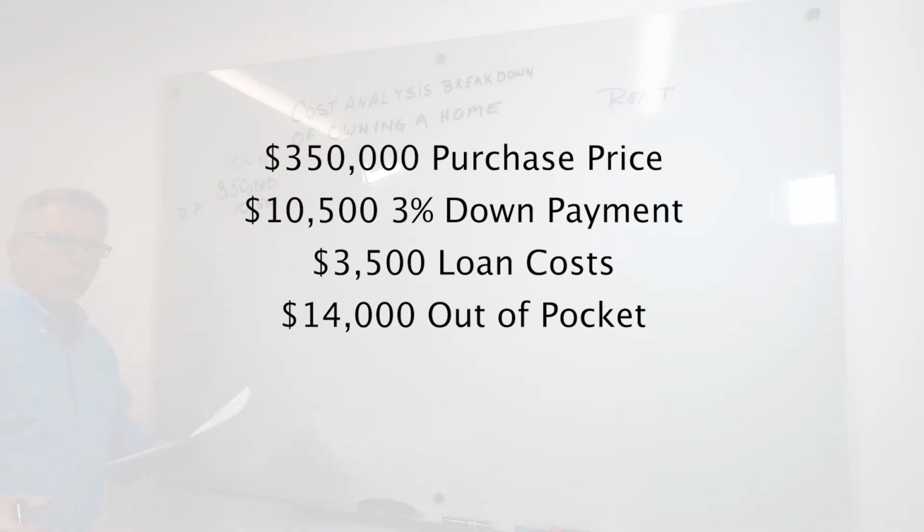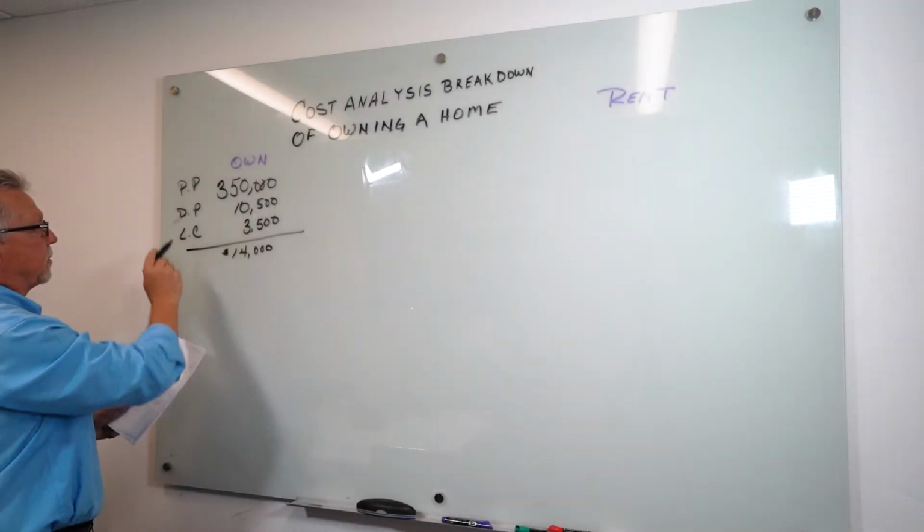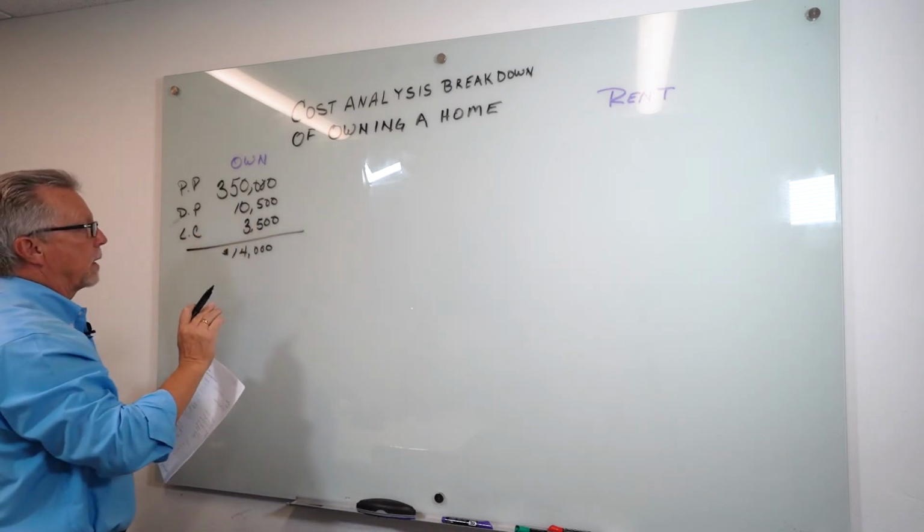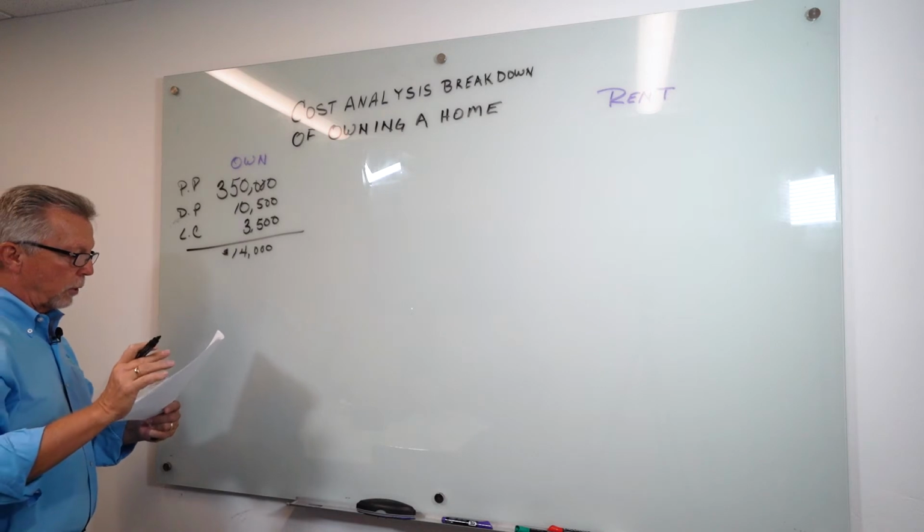And to acquire the loan, you're going to have loan costs, and we believe they're going to be about $3,500. So the loan costs, the purchase price, and the down payment, all costs associated with acquiring the property would be about $14,000. And how we got to that number was the $10,500 as the down payment money and the $3,500 that you're going to use for your loan costs.